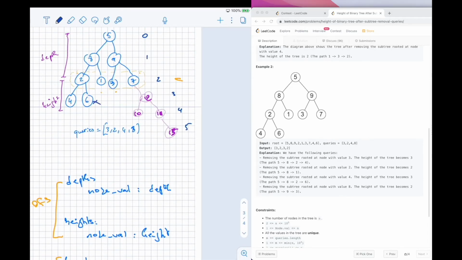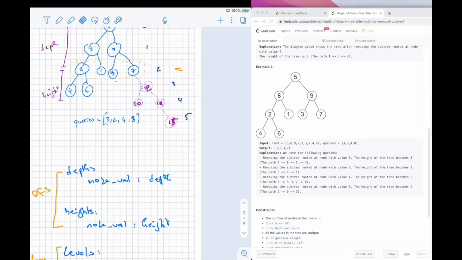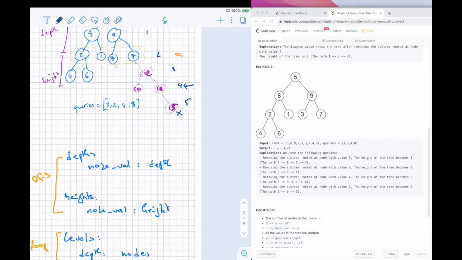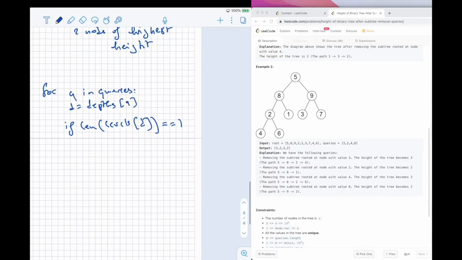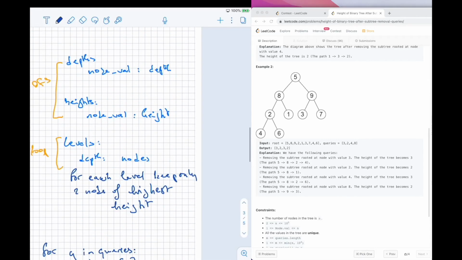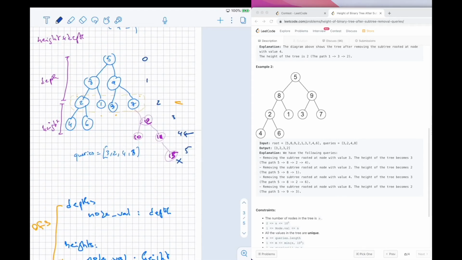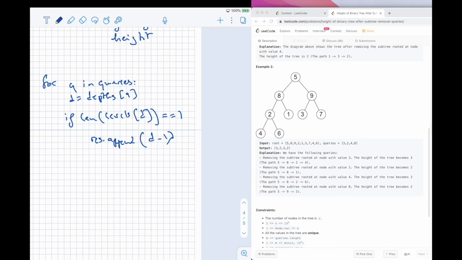Let's say, for example, we want to remove 6. 6 is not a good example. Let's say we want to remove this 13 here. Let's say Q is equal to 13. So if we remove this one, then what we need is just the depth of one before it, right? There is no height because we removed this one. So if it's equal to 1, then in our result we want to just add d minus 1, because that's the only one we remove. Just depth minus 1.